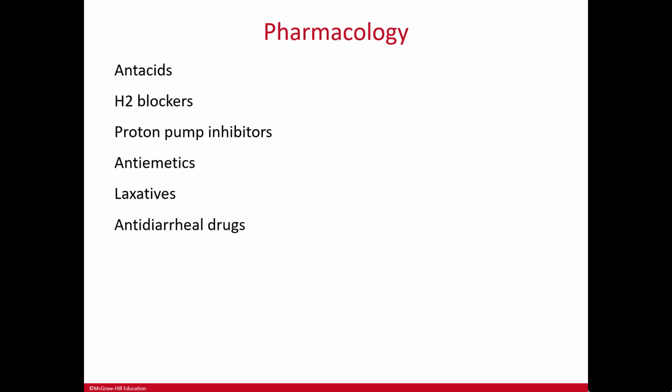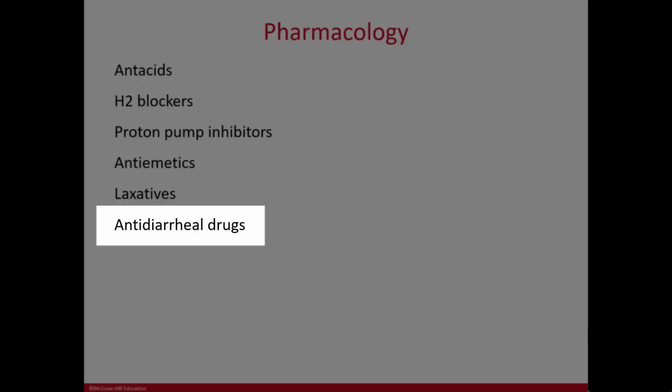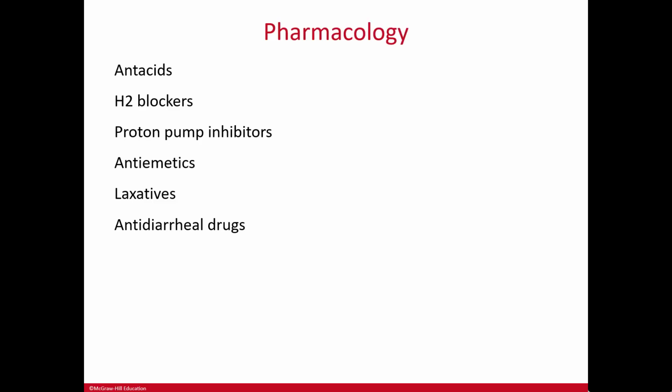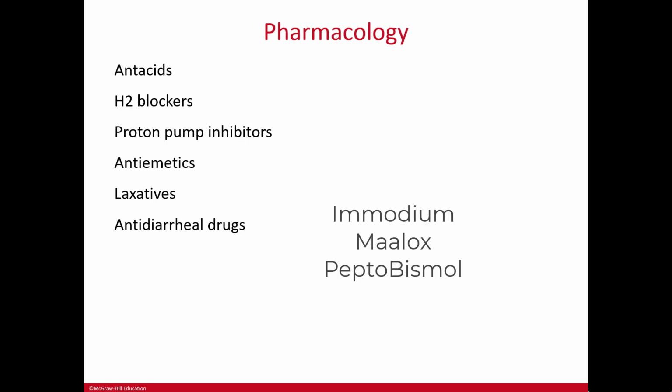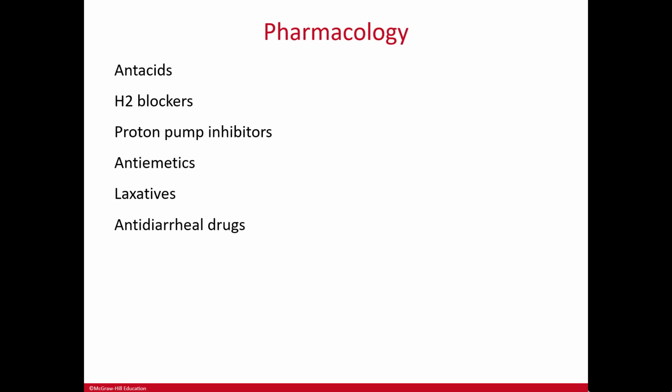Laxative drugs we use to treat constipation. Drugs are not the first thing we use to treat constipation. The first thing we want to do to treat constipation is increase the water intake and fiber intake. Laxatives would be a last resort, actually. And then anti-diarrheal drugs. First thing we want to do to treat diarrhea is find out the cause of diarrhea, but anti-diarrheal drugs are available over the counter. So things like Imodium, Maalox, Pepto-Bismol, drugs like that will reduce the peristalsis and slow down the diarrhea.